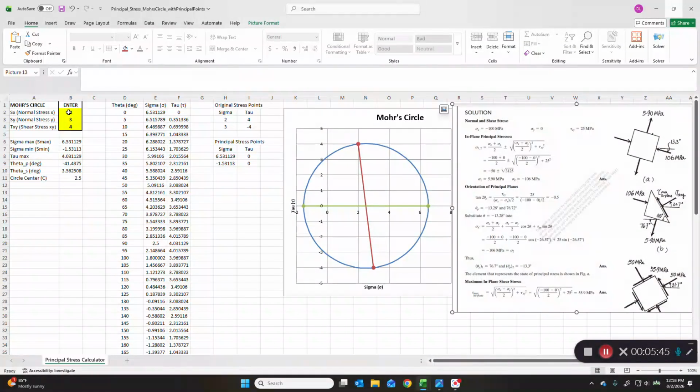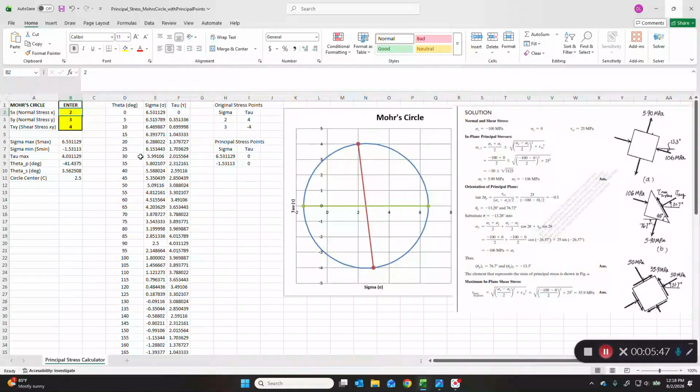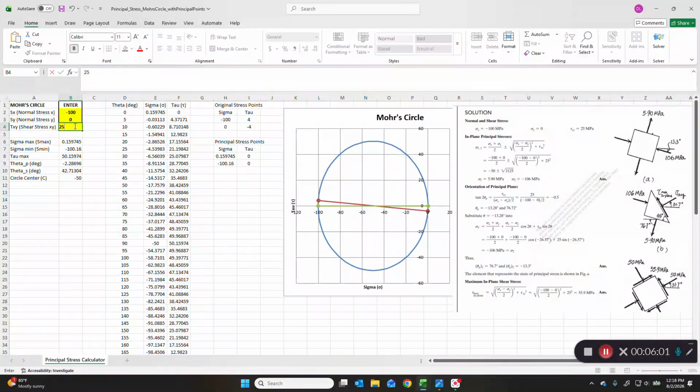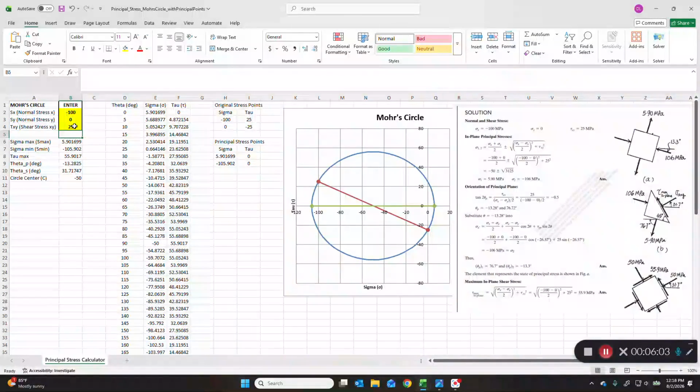And we're going to change our inputs. So sigma x is now -100, in compression into the element. And then there is no sigma y, it's 0, so that's given. I'm looking right up here, my friends, right? And tau xy is positive 25. So you can see Mohr's circle is changing in its dimensions. So here is our Mohr's circle for this orientation.